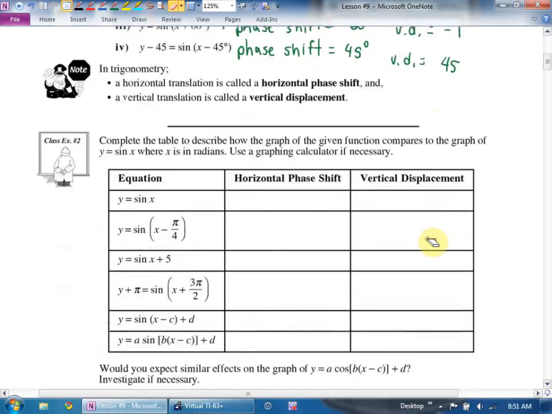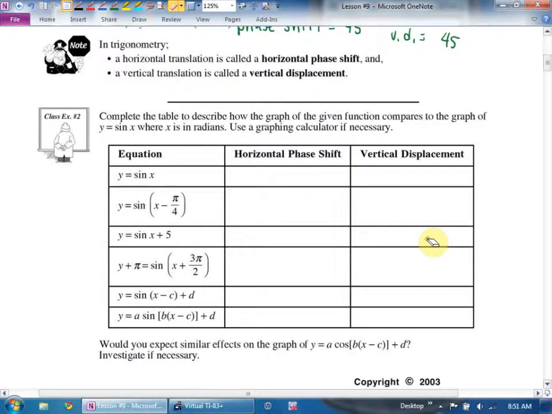So let's look at this little chart here. Let's do the horizontal phase shifts first. What's the phase shift here? It's a trick question. None as a number, please. 0. None as a number is zero, right? What's the phase shift here? Pi by 4. What that does is it takes your letter S, the sine curve, and moves it pi by 4 to the right.